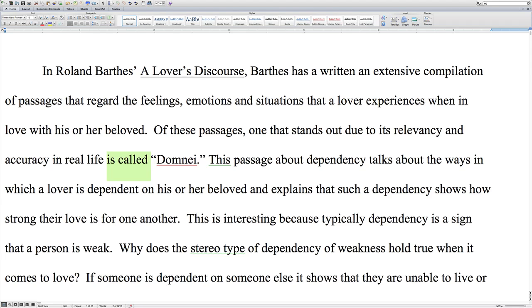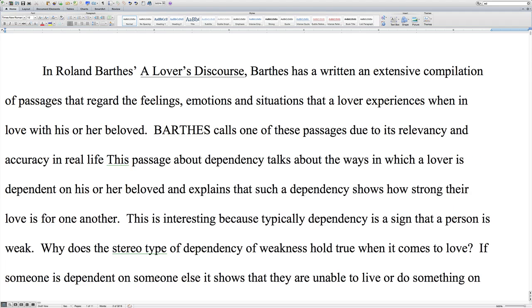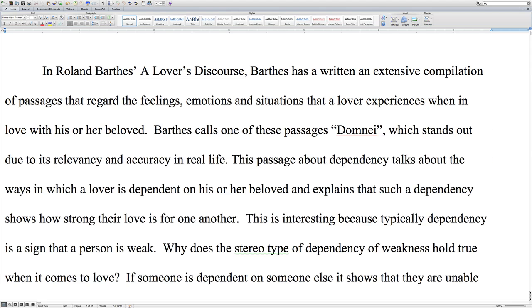Because there's no agent, no active entity performing that verb, grammarians call that passive voice. And again, when we give an agent to that verb, Barthes calls one of these. Now the calling is being done by somebody. It is active. Barthes is actively producing that call. Make sense? If not, we'll do another one.